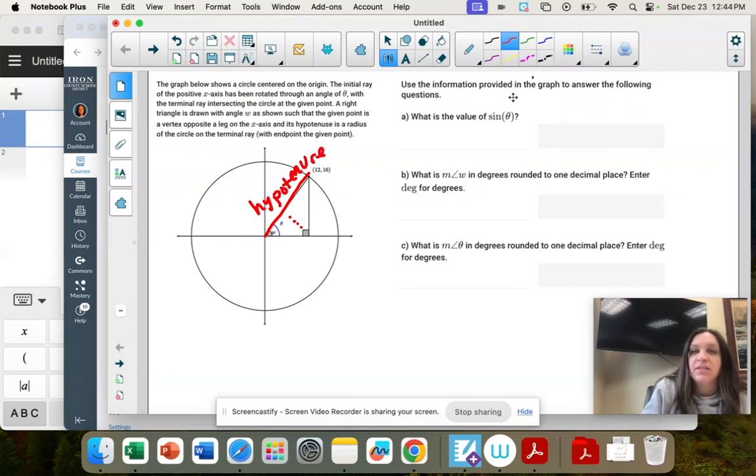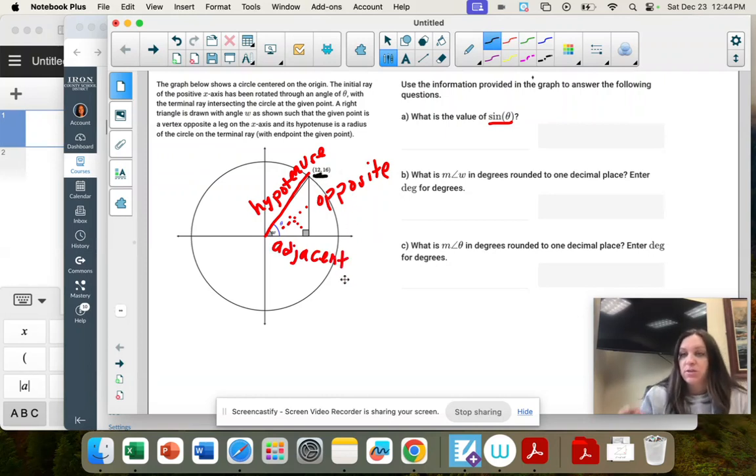And then we want to find sine. So I'm going to label our other sides. So across from theta, this is the opposite side. And then the one next to it is called the adjacent. And we actually know some side lengths here because of this point. So think about when you graph a point, you go over 12, up 16. So we're actually given the sides. This side's 12 and this is 16. And to find sine, sine is opposite over hypotenuse.